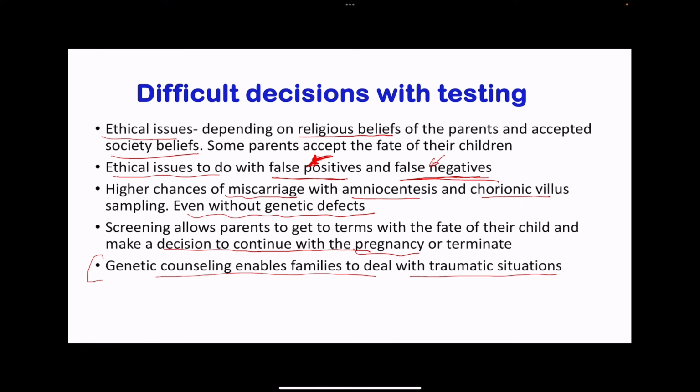So for most of the situations, parents have to go through genetic counseling, sometimes to deal with traumatic situations related to results from these genetic tests, because it's hard for some parents to take a loss of a child. So this brings us to the end of topic 2C.